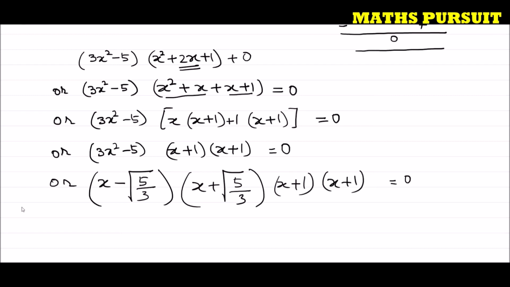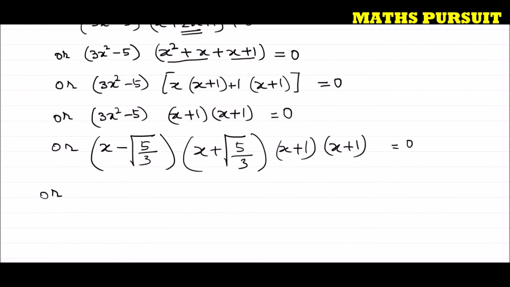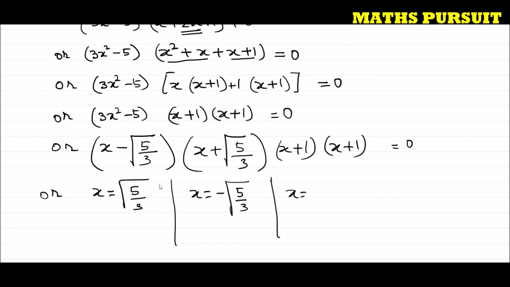I can write the above line items as x is equal to root of 5 upon 3, and here I can write x is equal to minus root of 5 upon 3. Here I can write x is equal to minus 1. Here I can write x is equal to minus 1. Hope guys you understood this. The calculation steps are very simple and very easy.